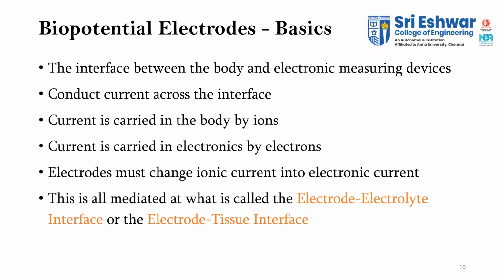Next, current is carried in electronics by electrons. In electronic gadgets, the current is carried by the movement of electrons. And electrodes must change ionic current into electronic current. So now I take the ionic current from the body through my electrodes, and I convert that into electronic current. This is mediated at what is called the electrode-electrolyte interface and the electrode-tissue interface. So we have two interfaces. So this is the basics.